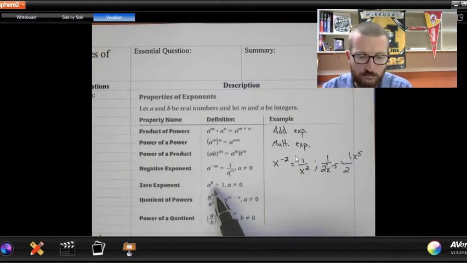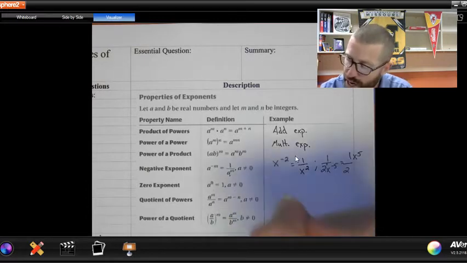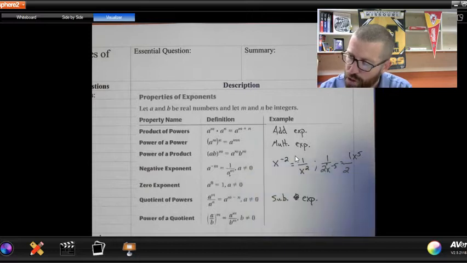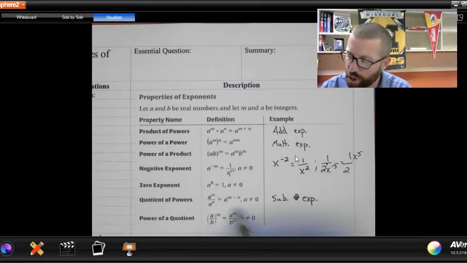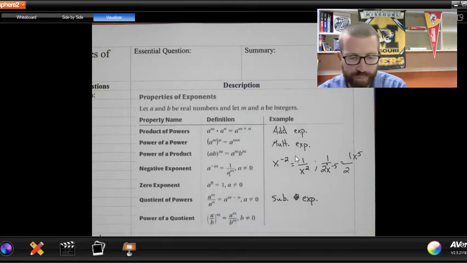Anything to the 0 power is 1. If you are dividing like bases, then you subtract exponents. And then power of a quotient: if you're raising a fraction to a power, you raise the top and bottom to that power.